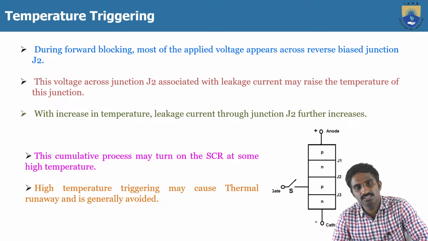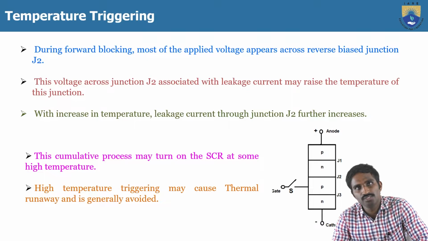Then the next triggering method is temperature triggering. In this temperature triggering, how are we going to turn on the device by using temperature? Similarly, in this case also, the junctions J1 and J3 are forward biased and junction J2 is reverse biased.